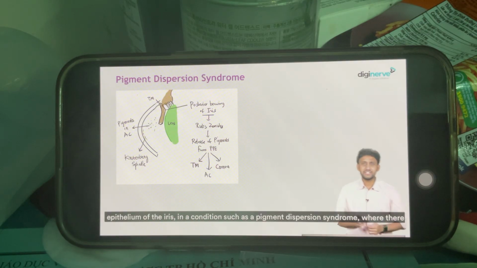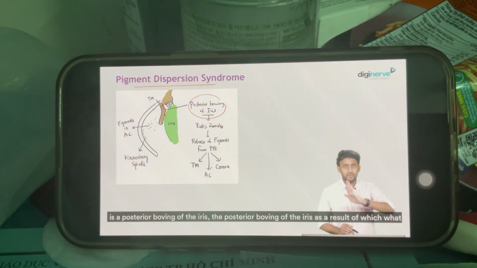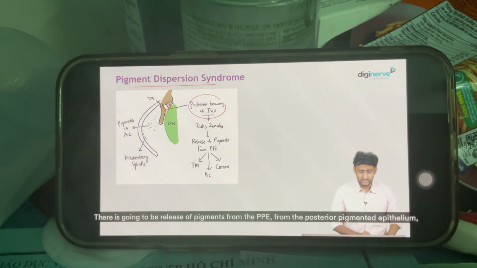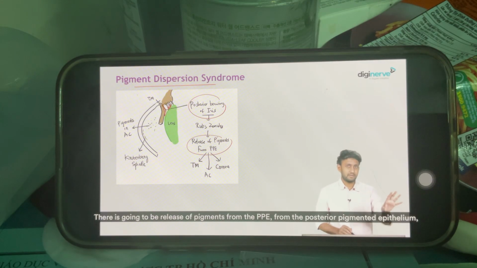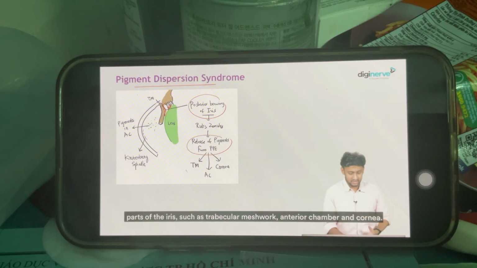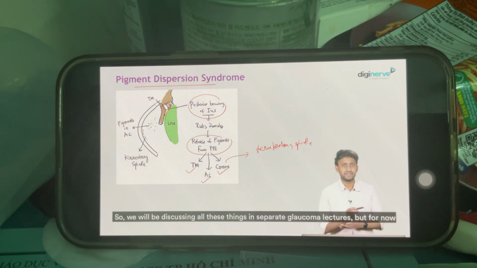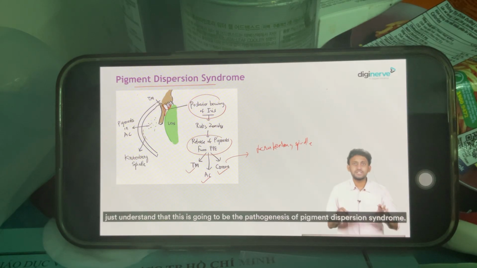One more important clinical feature is that because of the presence of the posterior pigmented epithelium of the iris, in a condition such as pigment dispersion syndrome, there is a posterior bowing of the iris, as a result of which the iris is going to rub against the zonules. There's going to be release of pigments from the PPE, the posterior pigmented epithelium. As a result, these pigments are going to get dispersed to various parts, such as trabecular meshwork, anterior chamber, and cornea. In cornea, it is called Krukenberg's spindle. Krukenberg spindle. We're discussing all these things in separate glaucoma lectures. But for now, just understand that this is going to be the pathogenesis of pigment dispersion syndrome.